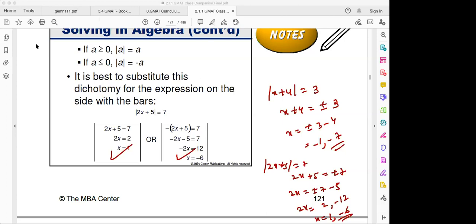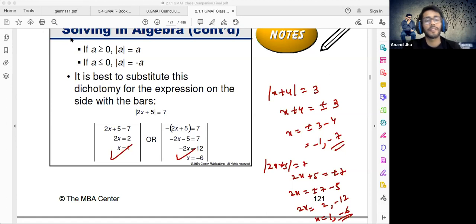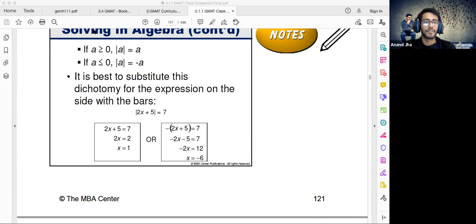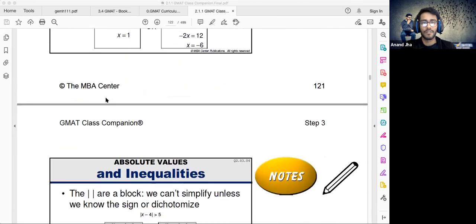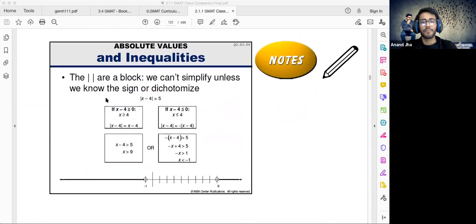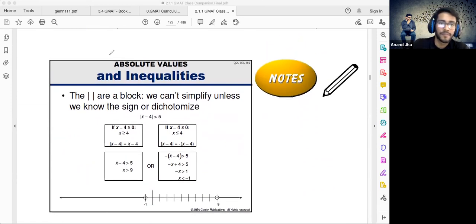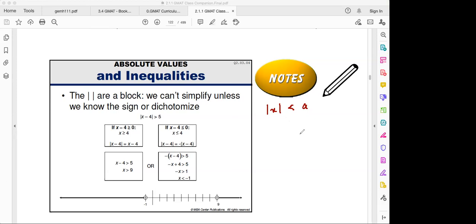Okay. So I told you, if a is greater than 0, mod a is a. If the number is less than 0, mod a will be minus a. Inequality, I'll come to slowly. Now, this is very important. Listen carefully. Many questions you'll find in GMAT based on inequality. Suppose it is given like this, what will be your answer? Tell me, Animesh. Mod x less than a. What is the value x can take? It can take both positive and negative, but ultimately it will be positive, right?